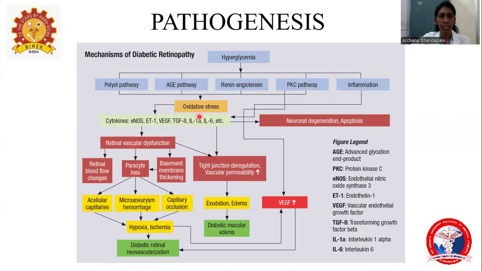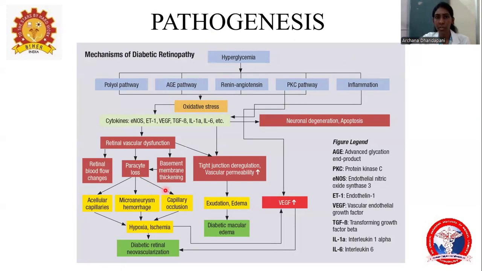These cytokines lead to retinal vascular dysfunction in the form of retinal blood flow changes, pericyte loss, basement membrane thickening, and tight junction dysregulation, leading to increased vascular permeability. Pericyte loss leads to microaneurysms and hemorrhages and also capillary occlusion, which in turn results in hypoxia, ischemia, and diabetic neovascularization. Whereas the increase in vascular permeability leads to exudation, edema, and resulting in diabetic macular edema.